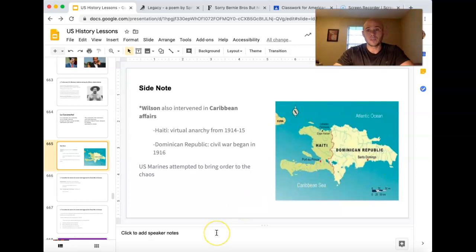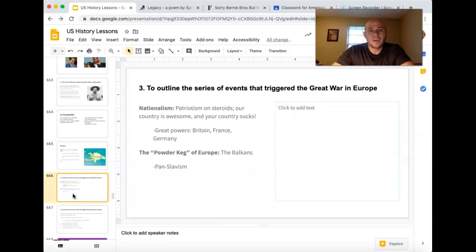Because you remember that Teddy Roosevelt wanted to be the policeman of the world. Or the policeman of at least our hemisphere, and he wanted America to keep Europe out of the other American and North and South American countries. Okay, so nationalism. Sorry, I just jumped ahead there.